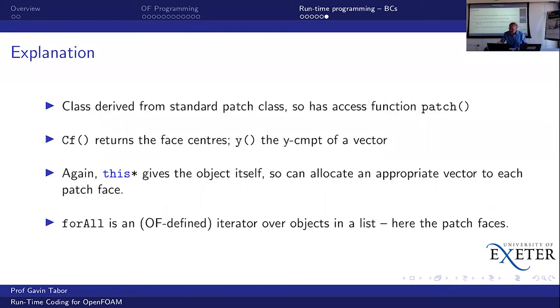So a little bit more explanation of what's going on here. The class we're dealing with here is derived from a standard patch class, so has an access function for it. The function CF returns these face centers, and I can find the Y component here. This gives the object itself, which is a field, so I can allocate an appropriate vector to each patch face. And forAll is an OpenFOAM defined iterator, so that enables me to iterate over all the faces in the patch and assign them.